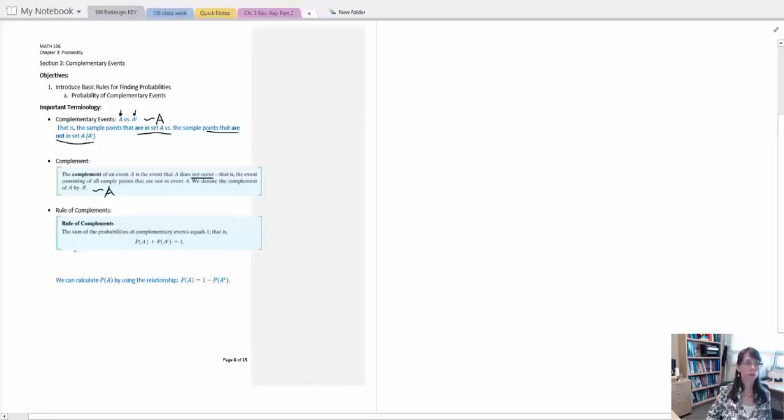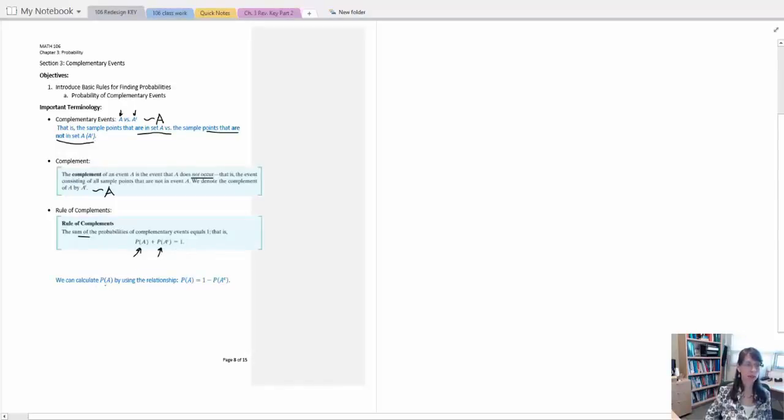The rule of complement states that the sum of the probabilities of complementary events equals 1. So you can see that the probability of A added to the probability of the complement of A is equal to 1. And using some basic algebra, we could rearrange this equation.